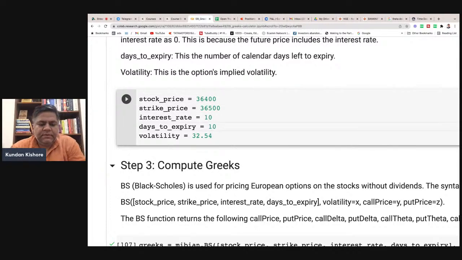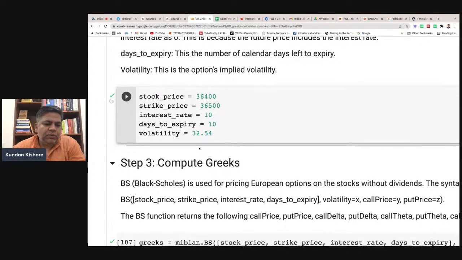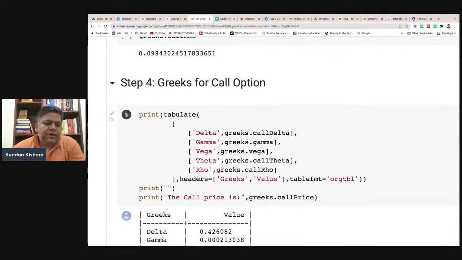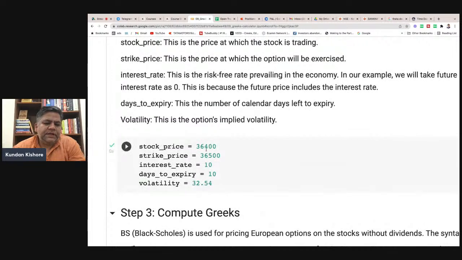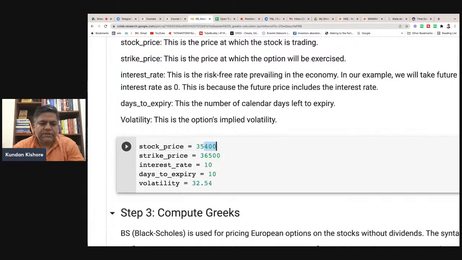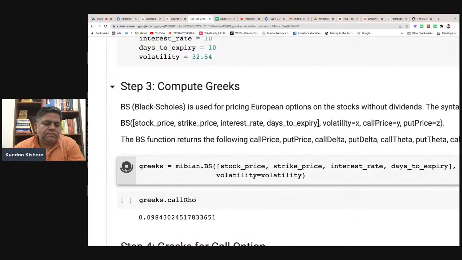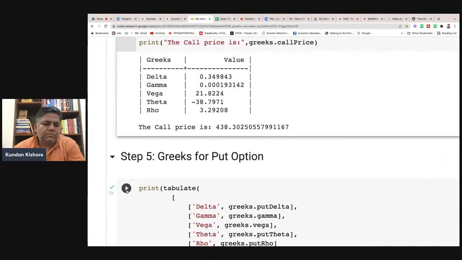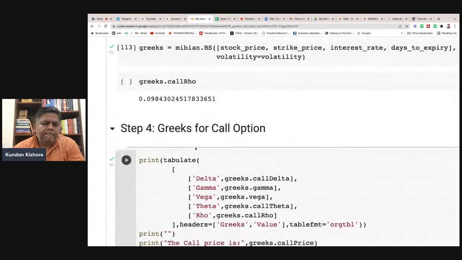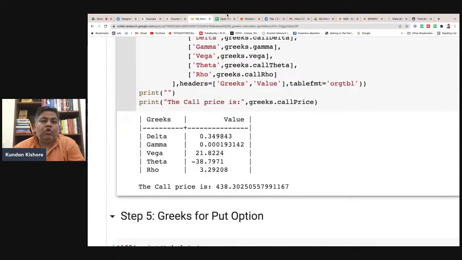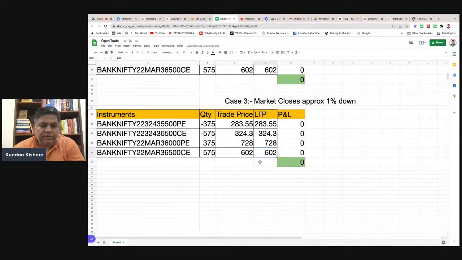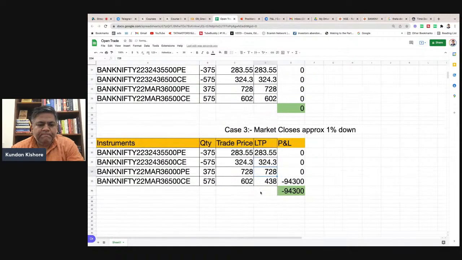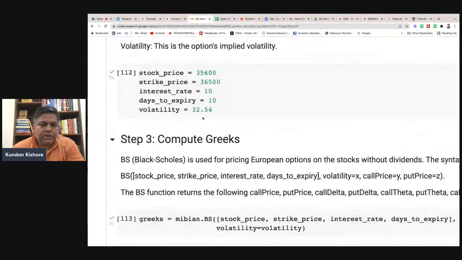Okay. Then if it goes to 36,400 and we have this monthly call, let's try to find out what will be the price for this. Sorry, I have taken another case scenario. It should actually be 35,600 if it's going 1% down. Then the monthly call price will come down to 438. So in this case, this will come to 438. All right. I think I have not made any mistake, because, yes, 32.54.